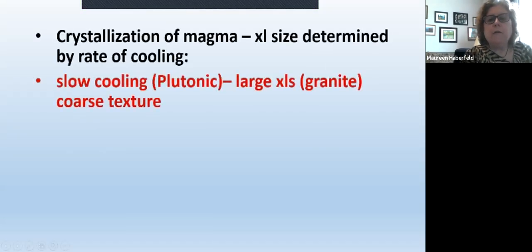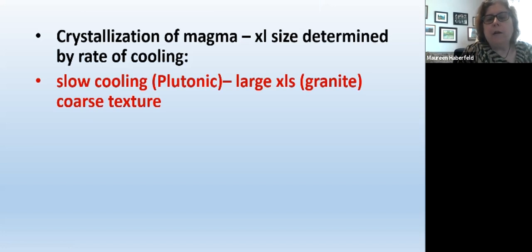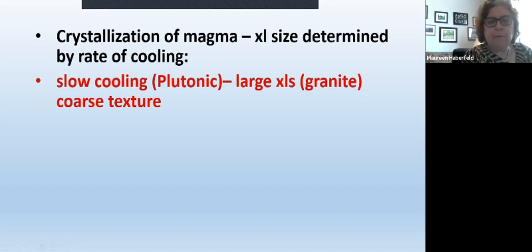So the size of the crystals that you see in the rock is determined by the rate of cooling. And because it's deep in the Earth, there are higher temperatures, the plutonic rocks cool slowly. And because they cool slowly, the crystals have a chance to grow large. And so the rock is said to have a coarse texture because you can see the individual minerals. An example of that type would be the rock granite.